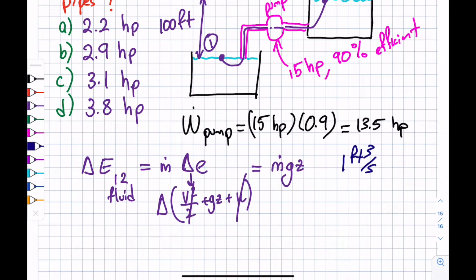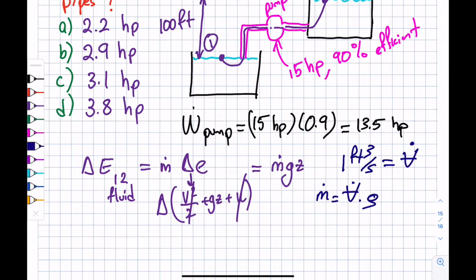Is this m dot what I gave you? No, this is actually volumetric flow rate. We discussed this previously as well. The relationship between the mass flow rate and volumetric flow rate is by multiplying it by the density. Let's not forget the dot at the top.